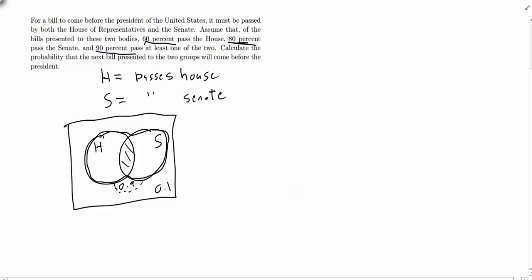And to reason out what this should be, I think the easiest way is just to note that 80% pass the Senate, which means that this S circle right here should be 80%. And so if the whole combined two circles should be 90% and the Senate circle should be 80%, then you can reason out that what remains here in the House, there's 10% which pass the House but not the Senate. And since we have a combined 60% which pass the House, that means that this area of interest here would be 0.5. And that in turn is the fraction of bills which pass both. So we could say that 50% pass both.